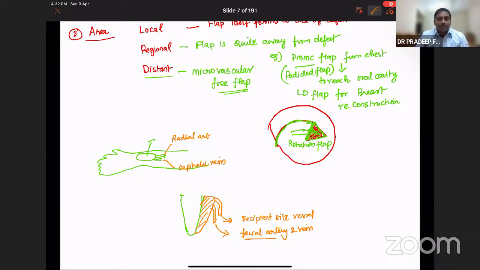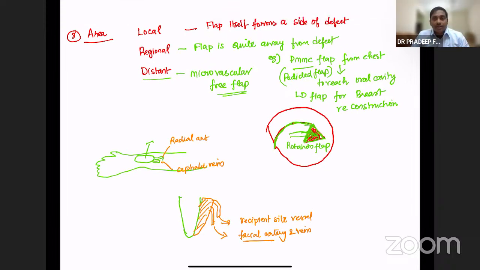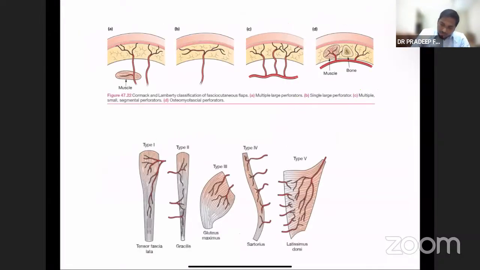So based on this, these are the common classifications for flaps. Now moving on to the Mathes and Nahai type of classification. This is the Mathes and Nahai classification, the second image, taken from the recent edition of Bailey. The Mathes-Nahai classification is for myocutaneous or muscular flaps. Any flap based on muscle, we use the Mathes-Nahai classification.